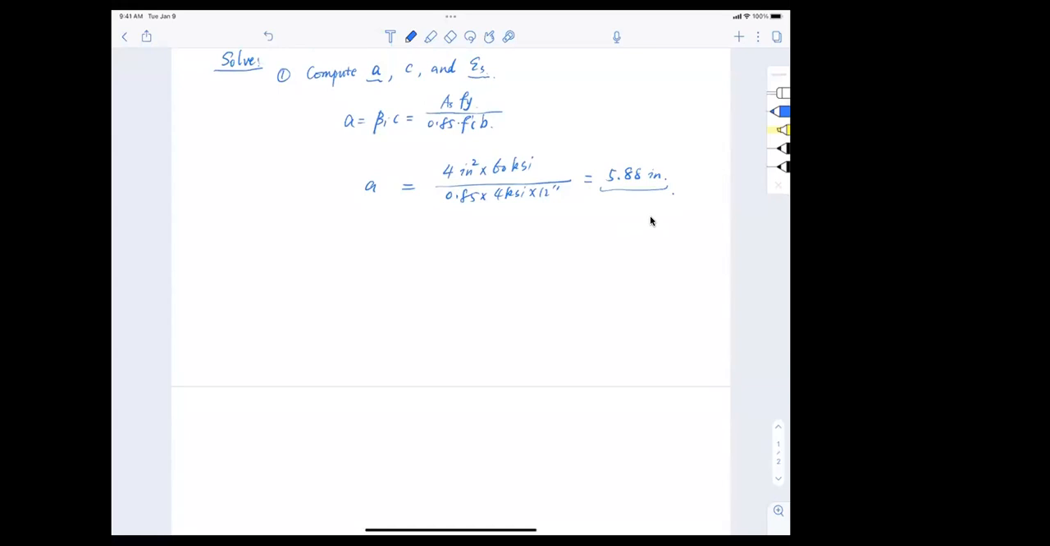All right. So with that, I start to do my c, and that is my actual compressive zone. So a divided by beta 1. Knowing it's 4 ksi, I'm going to use a very simple number, 5.88 inch divided by 0.85. And what do I have here?